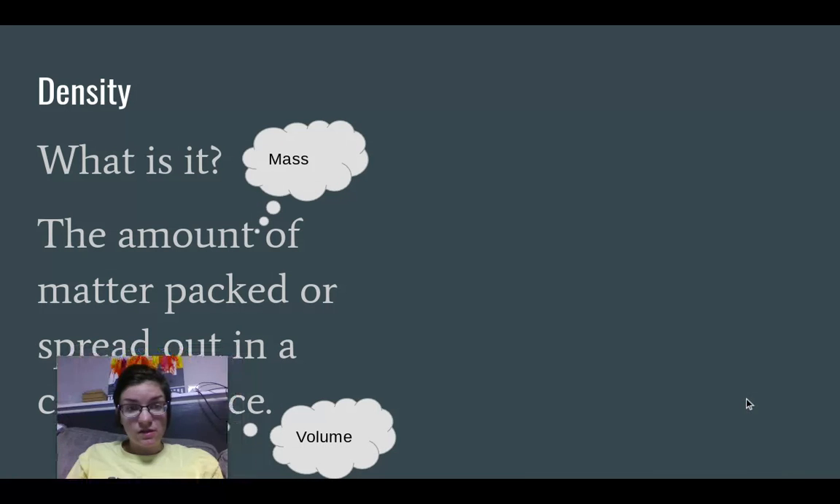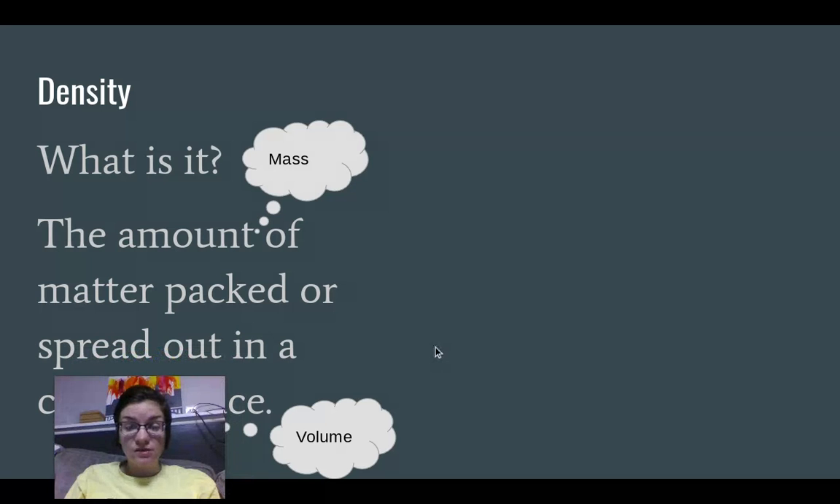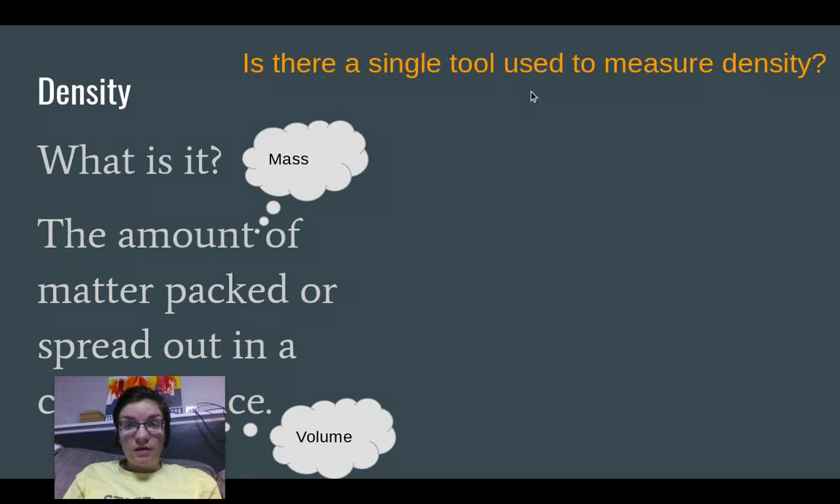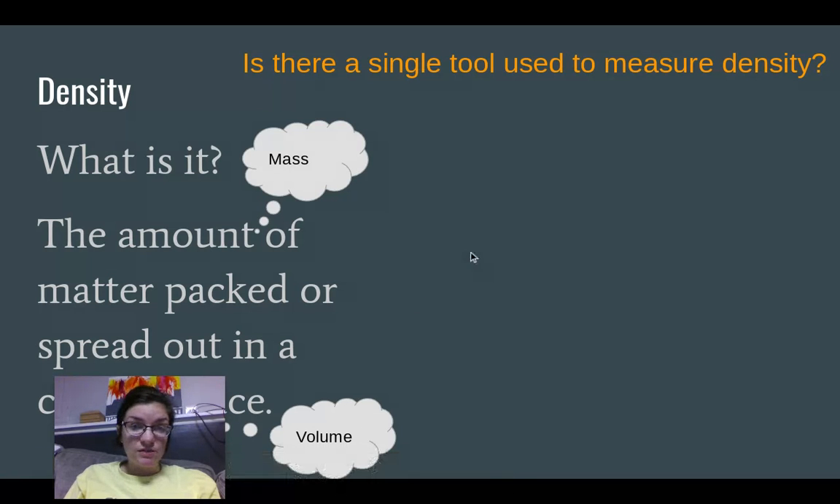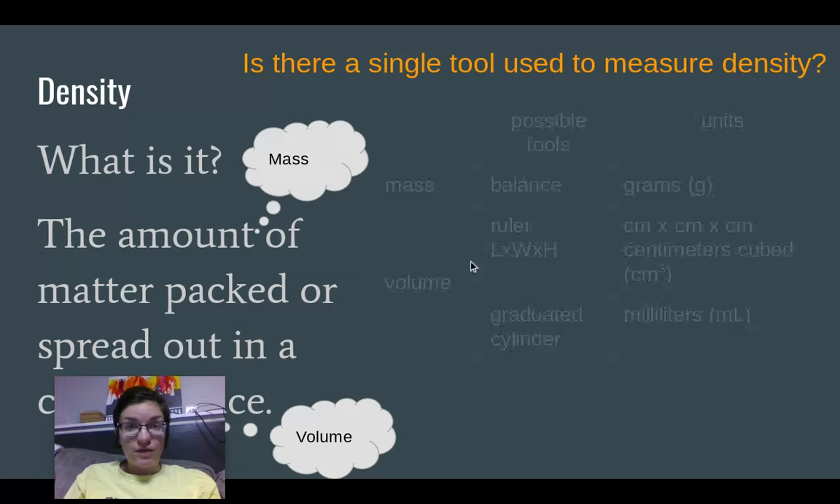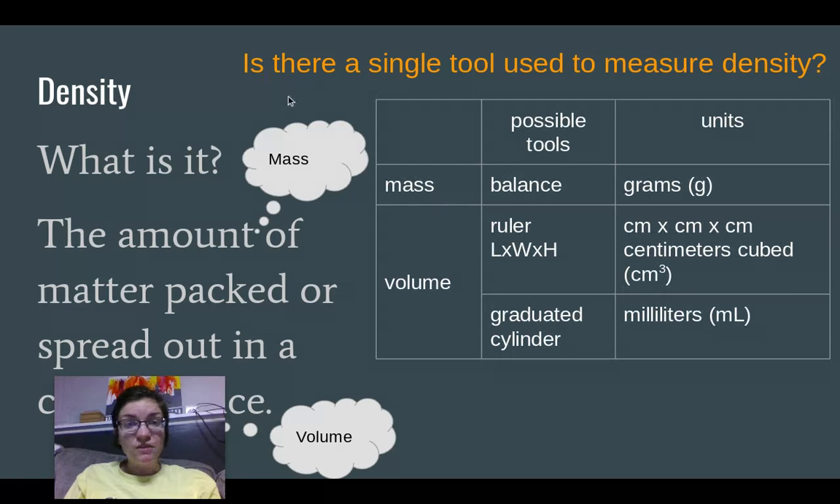All right, so let's talk about the tools you might use to measure density. Okay, so is there a single tool used to measure density? Well, because you have mass and you have volume, there's two separate things you need to take into account. So no, it will be more than one tool that you use. So for mass, we will always use a balance, okay, and it'll be in grams.